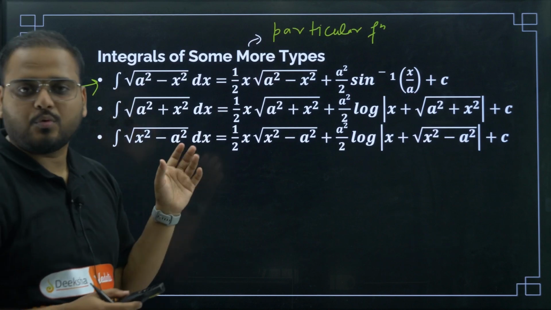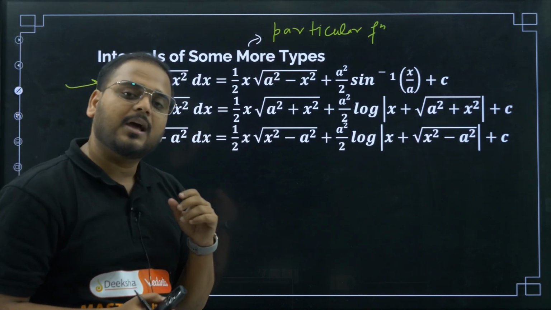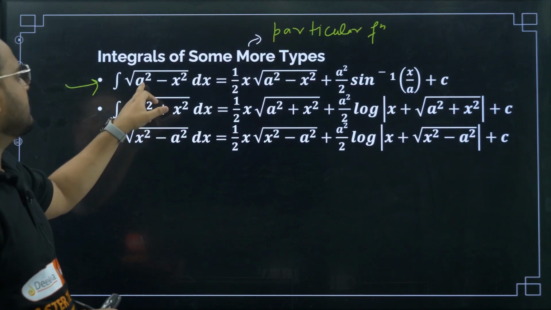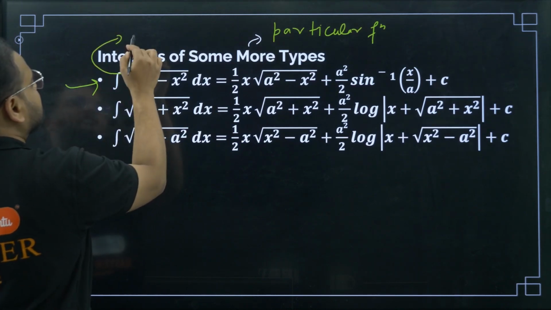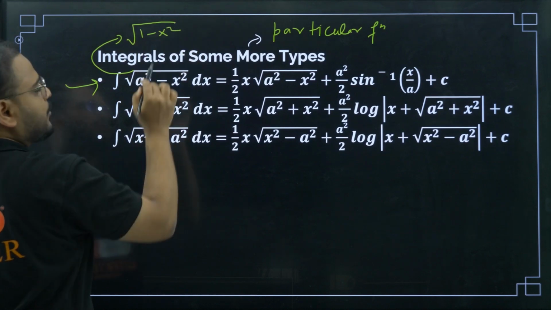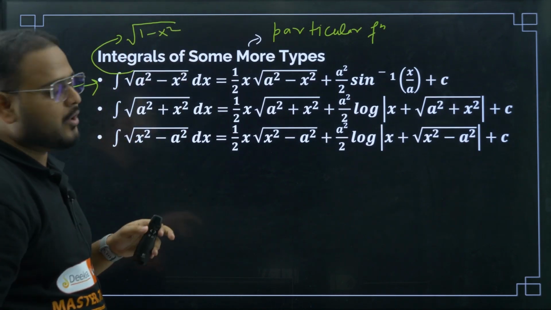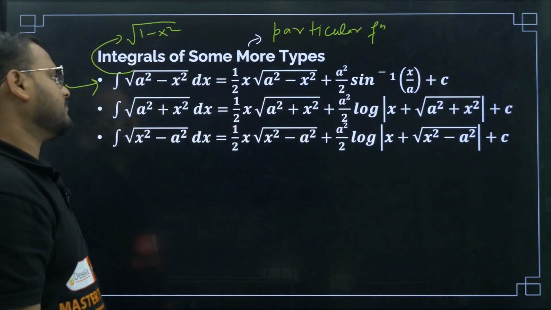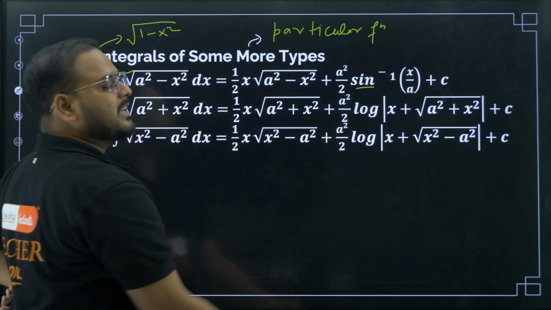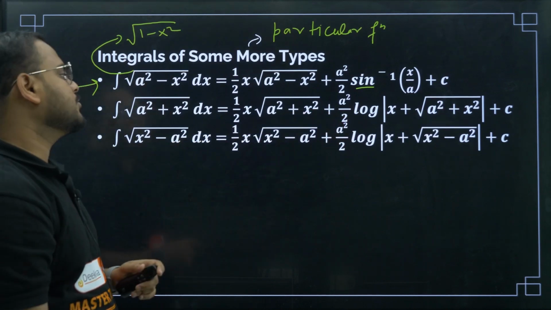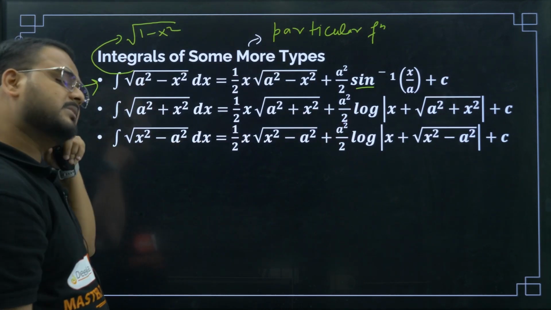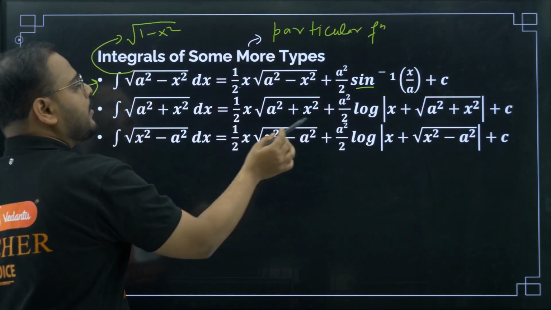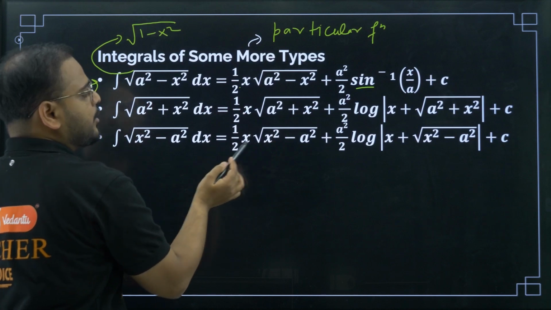So let me help you understand these formulas, when to use them, and how to remember them. All the 3 answers. If you have a square minus x square, what should you do? This is similar to 1 minus x square, where in this case a is 1. This formula is for sine inverse. So obviously the second part will have sine over here. That's how you identify. The formula remains the same. This is our standard form. 1 by 2 x and a square by 2 will remain the same in all the cases.